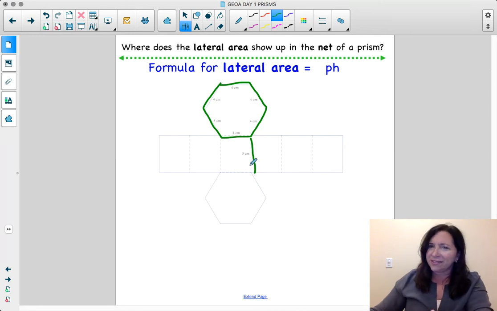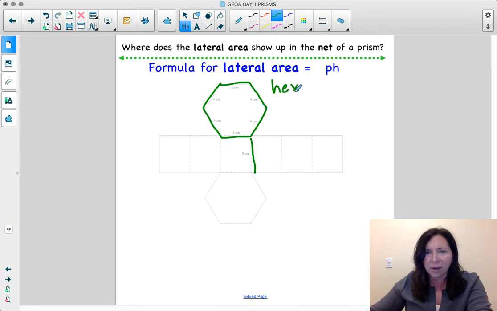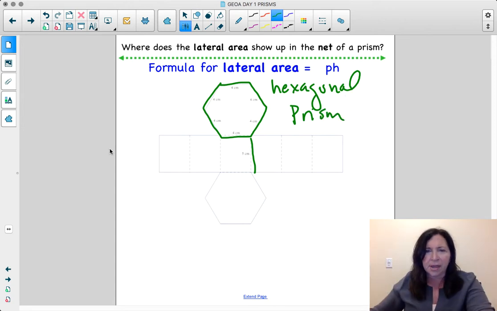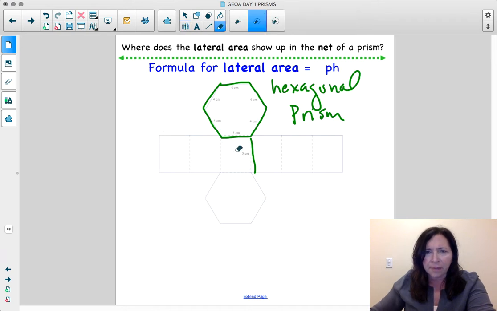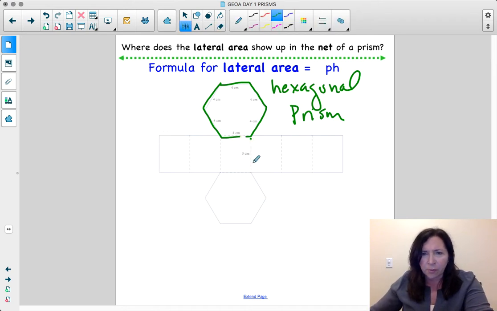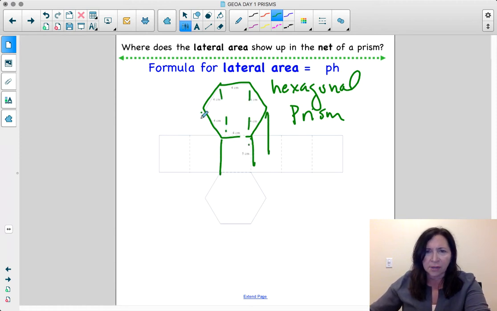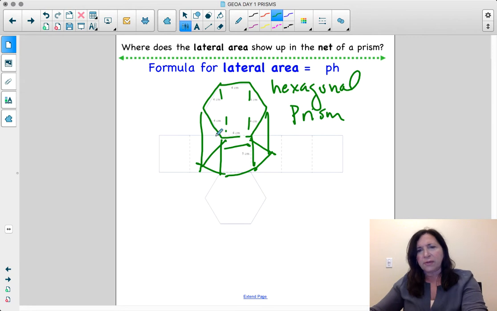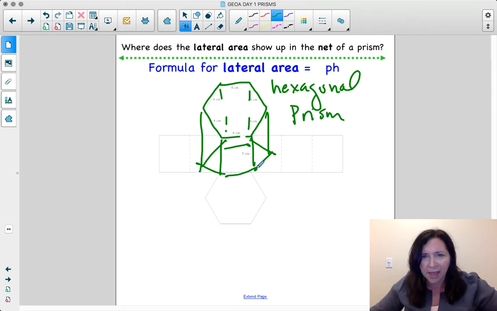Now, if you don't know what this prism is, 1, 2, 3, 4, 5, 6. We call this a hexagonal prism. It's a prism because the bases, when I flip these up, are the same. This shape right here, when I make these go around, going down like this, 1, 2, 3, 4, 5, 6. So sort of like that. And so that is a hexagonal prism.